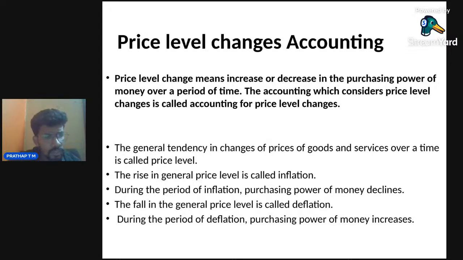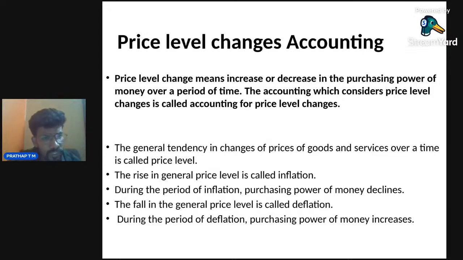But the money measurement concept doesn't stop there. It continues, it says that the concept ignores general price level changes in an economy. That is the second part of the money measurement concept. Most of them stop by reading or understanding only the first two lines or first basic assumptions of money measurement.